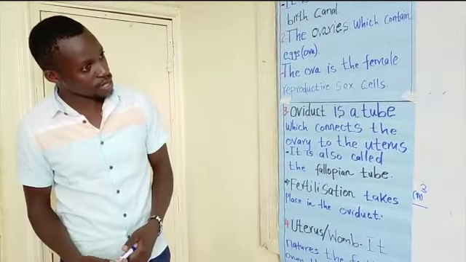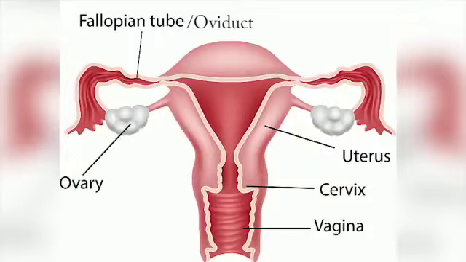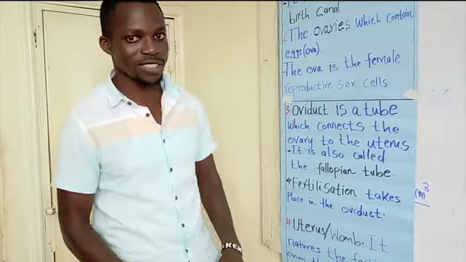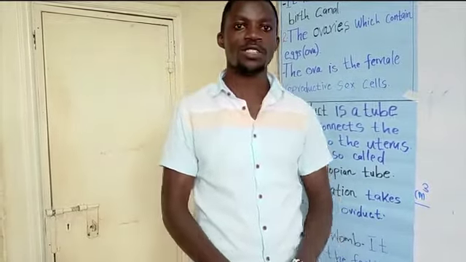The last part that I want us to look at is the cervix. The cervix is the lower part of the uterus. The cervix opens into the vagina. It is the lower part that opens into the vagina.